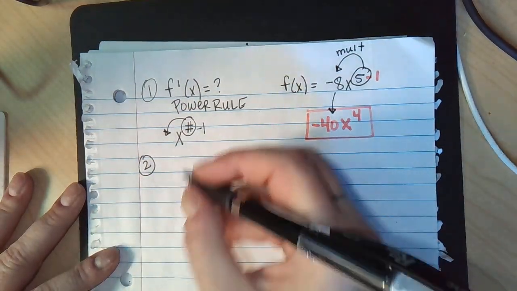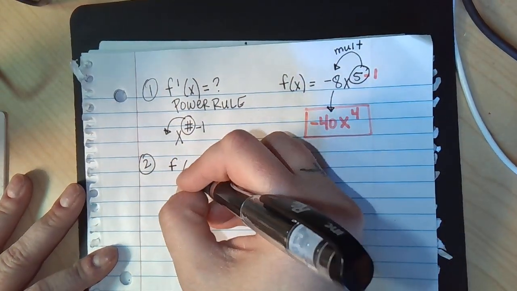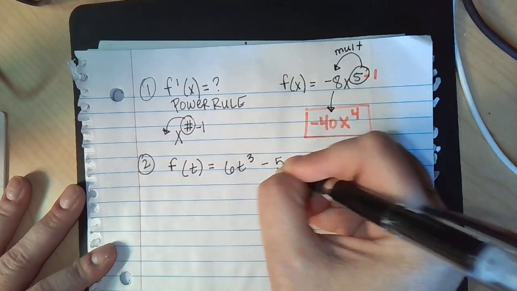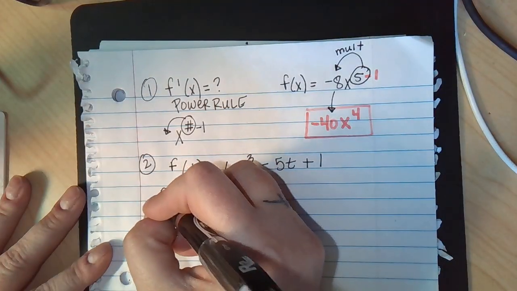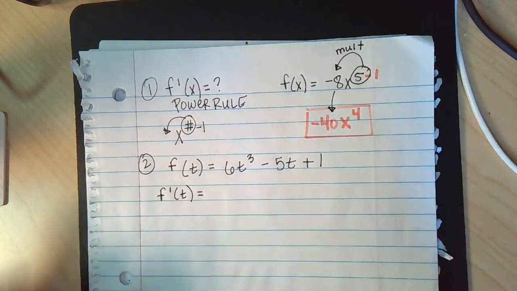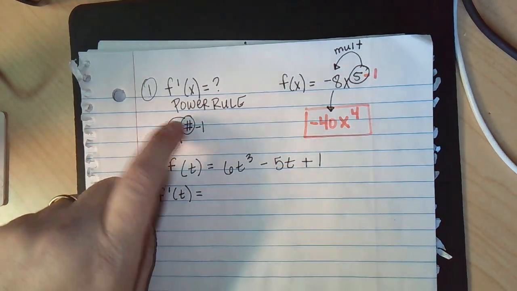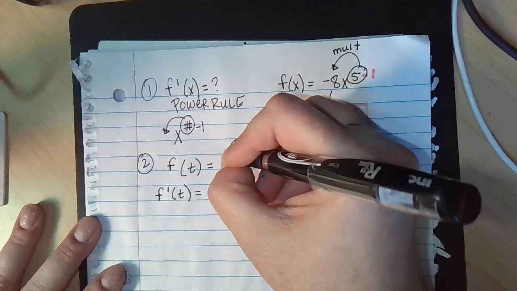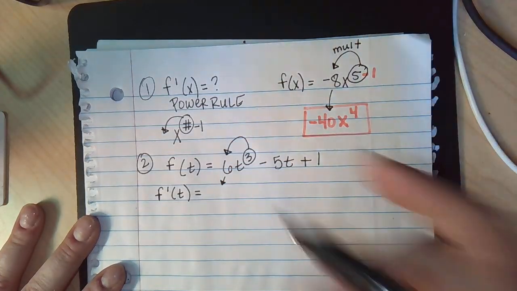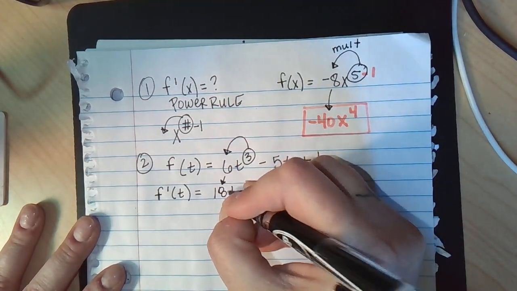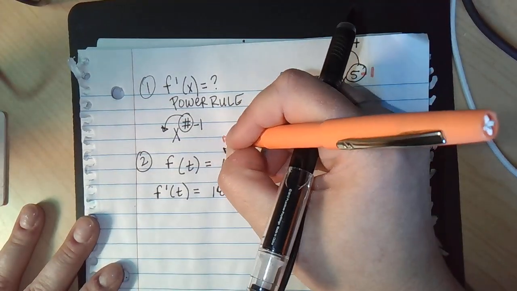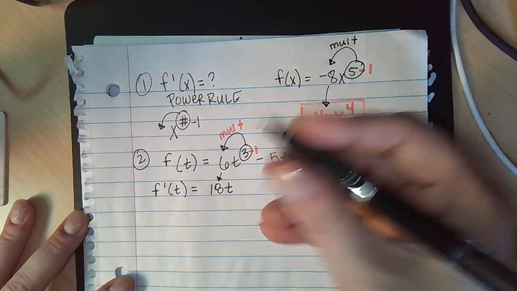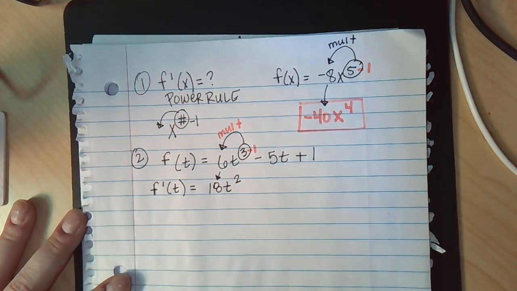So the derivative is negative 40x to the 4. Huzzah! Okay, again, number 2 says f of t equals 6t to the 3 minus 5t plus 1, and it wants that weird f prime of t thing again. That means derivative, and we're going to use this same rule over and over. So this 3 is going to come down in front and multiply with the 6, and 3 times 6 is 18. Then you subtract 1 from the exponent, so 18t squared.